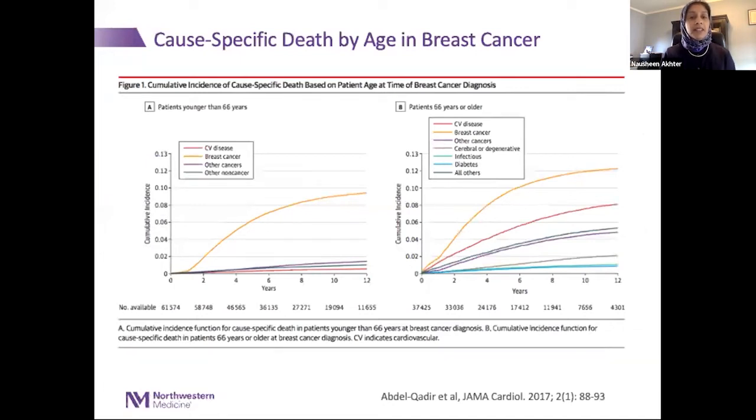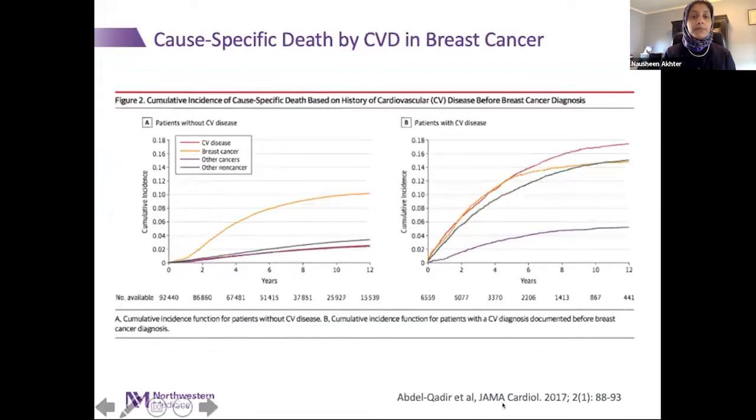Cause-specific death by age in breast cancer is also important. In this population-based study of 100,000 women with early-stage breast cancer that was published in JAMA Cardiology, we see on panel B that patients over the age of 65, the red line indicates CV death, was the second leading cause of death in an older population.